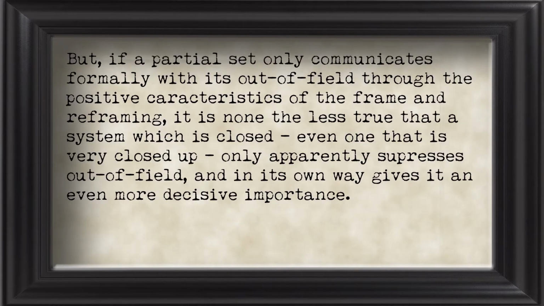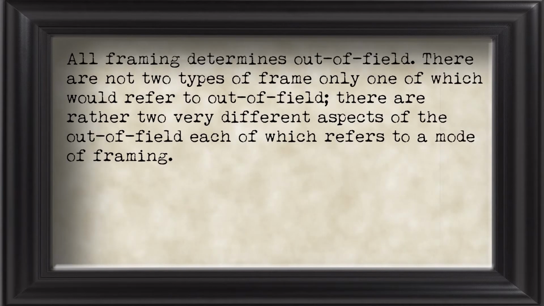But, if a partial set only communicates formally with its out-of-field through the positive characteristics of the frame and the reframing, it is nonetheless true that a system which is closed, even one which is very closed up, only apparently suppresses the out-of-field, and in its own way gives it an even more decisive importance. All framing determines an out-of-field. There are not two types of frame, only one of which would refer to the out-of-field. There are rather two very different aspects of the out-of-field, each of which refers to a mode of framing.